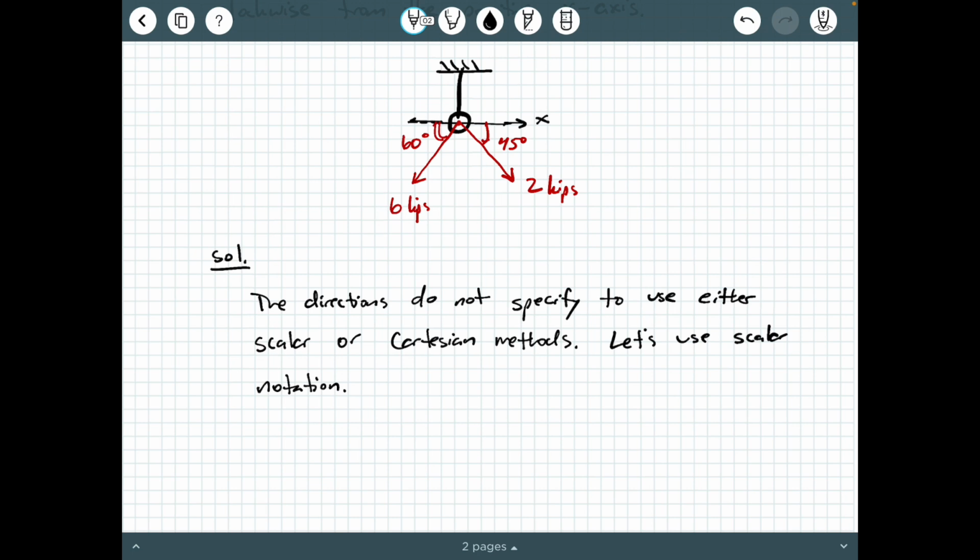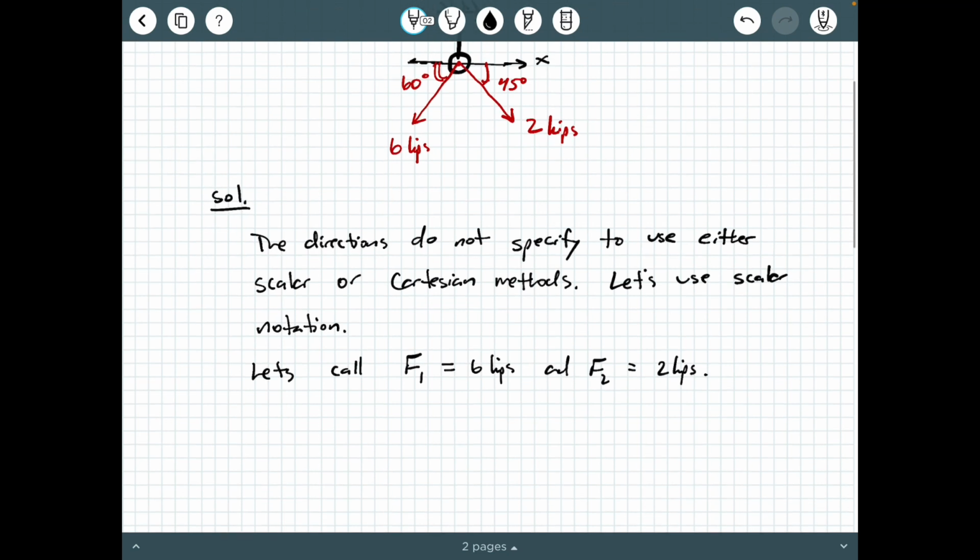So I'm going to say, let's call F1 equal to 6 kips and F2 equal to 2 kips. Okay, that way we've labeled them, okay? We've given them names to refer to. So we're going to follow the same process that we saw in the previous example. We're going to resolve each of these vectors into x and y components.